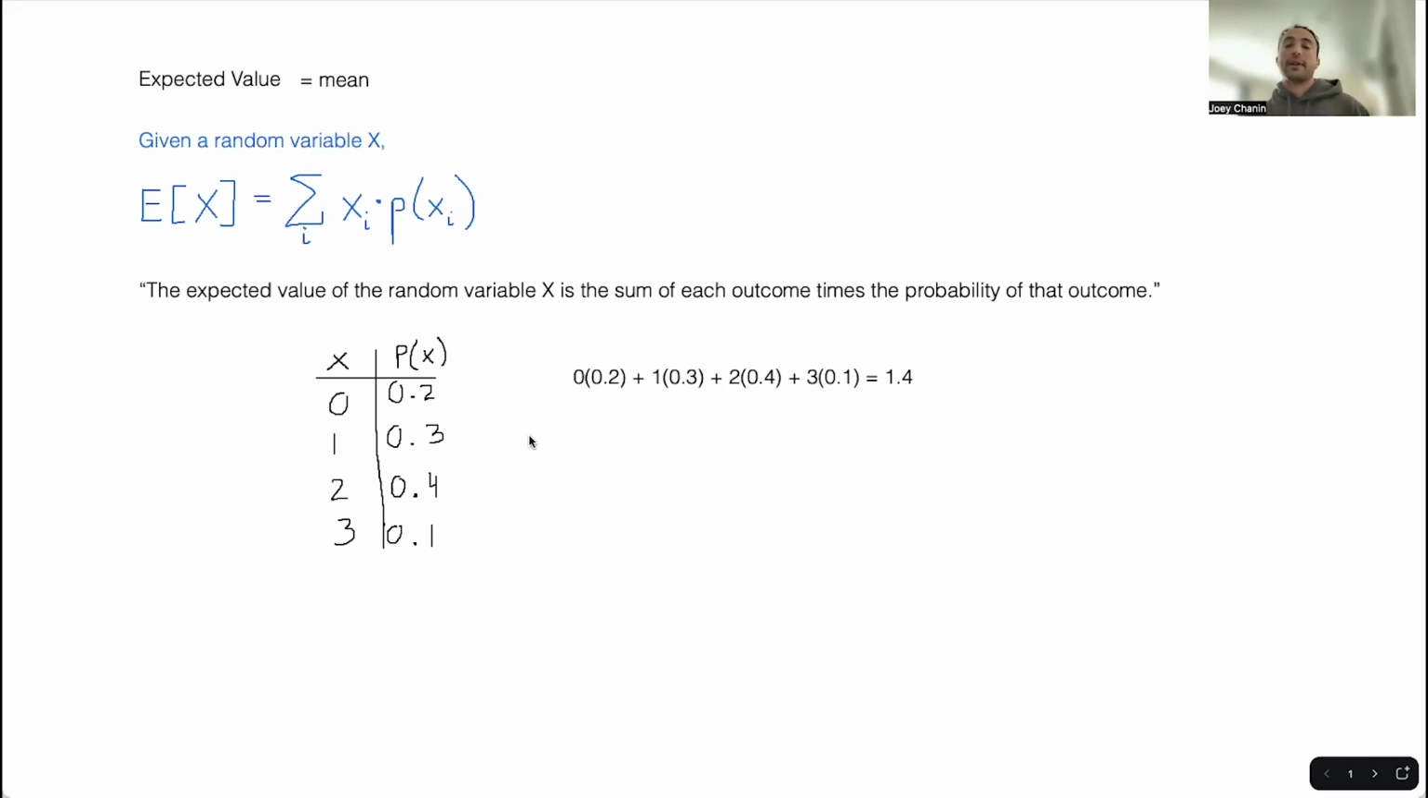Like the way you might calculate your grade in a class, where you have like exams, homework, quizzes, and each of those has a particular weight. And you go through and you multiply your average in each category by the weight to get your overall grade average. This is the same idea, right? We're taking each outcome and weighting it by its probability. So expected value is a weighted average. It's a mean of the probability distribution of x, right?